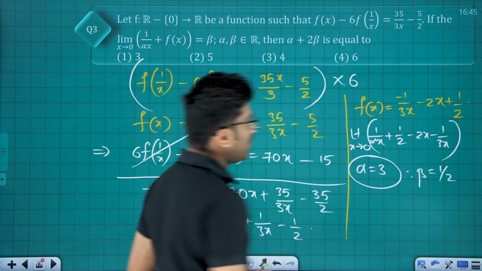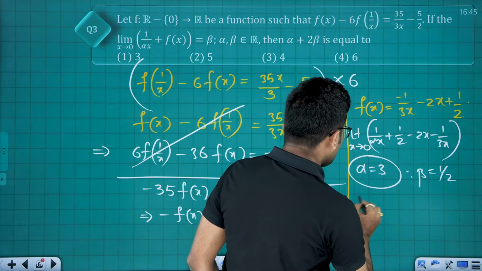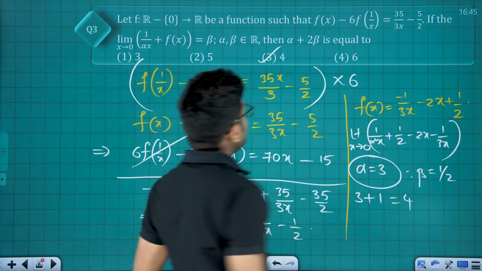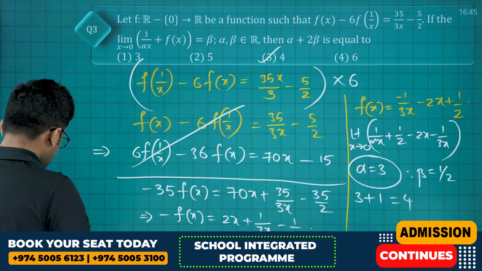Now we have got the alpha value, we have got the beta value. They are asking us for alpha plus 2 beta. That is 3 plus 1. This is equal to 4. Option 3. Very simple and good question from limits.